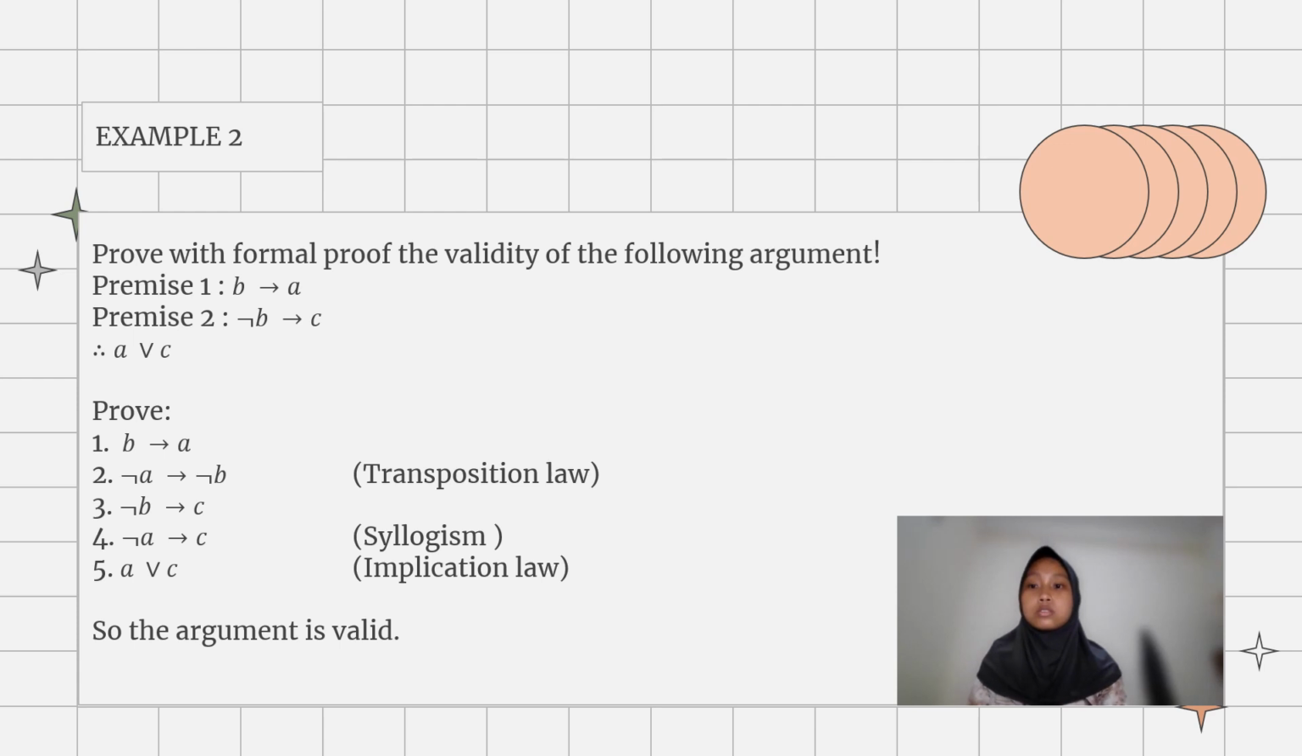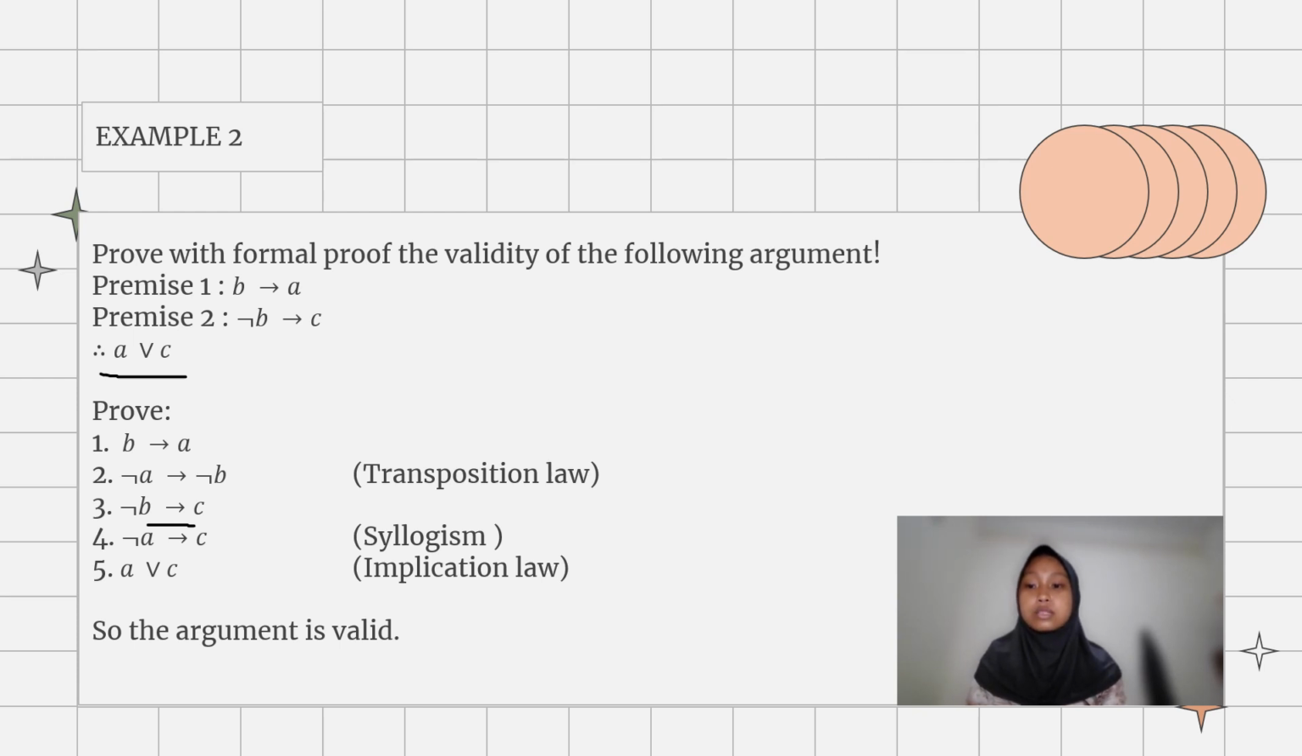Next example about drawing conclusions. Prove with a formal proof the validity of the following argument. We have two premises. Premise 1 is B implies A, and premise 2 is the negation of B implies C, and we must prove that the conclusion is A or C. The formal proof: first, we know that B implies A, and with the transposition law, we get the negation of A implies the negation of B. And from premise 2, we know that the negation of B implies C.